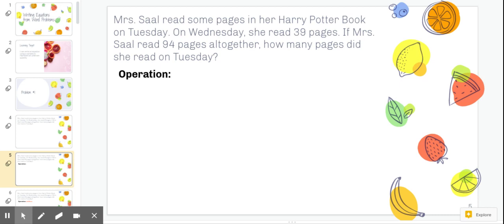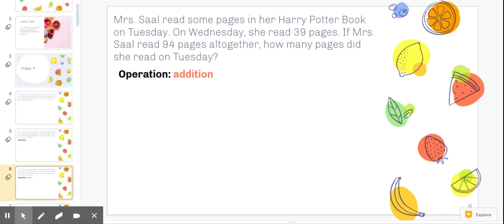So we're going to start by deciding what operation we're going to use. And in this case, we're actually going to use addition. And we're using addition because on Tuesday, Mrs. Saul read some pages, and then on Wednesday, she read some more, which was 39, then that means she read a total of 94. So we took Tuesday's pages, we added some pages of 39, and now we have 94.